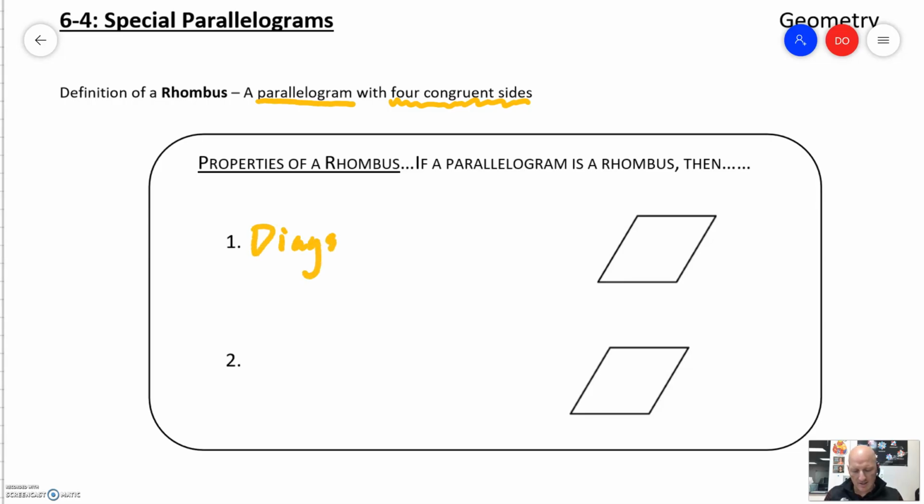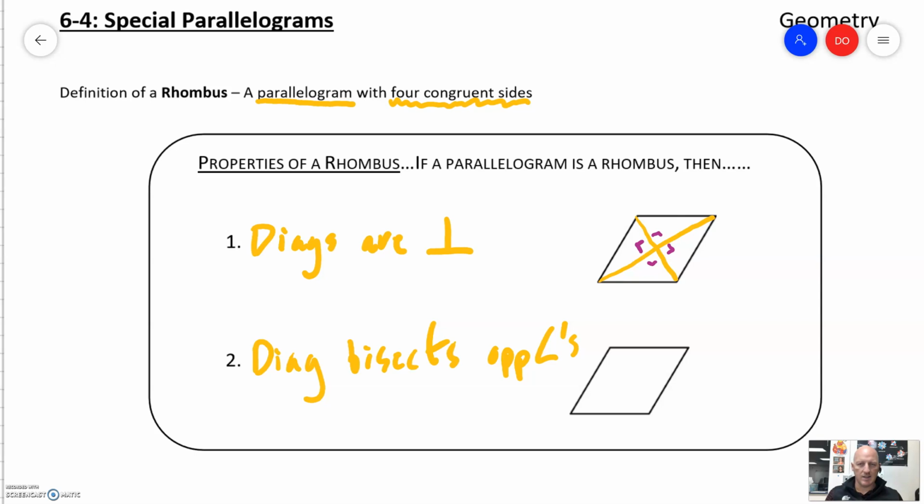The diags, or diagonals, will be perpendicular to each other, which means if we draw in these diagonals here, what happens at the center is 4 90-degree angles get created. That happens for every single rhombus, not for every parallelogram, but if your parallelogram is a rhombus, the diagonals are perpendicular to each other. And secondly, each diagonal bisects opposite angles. And here's what that looks like.